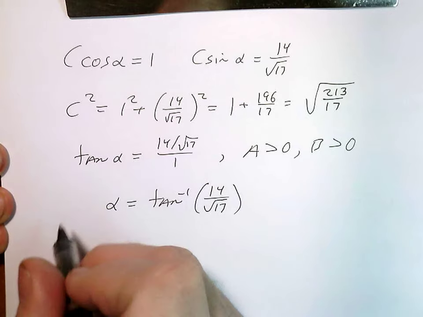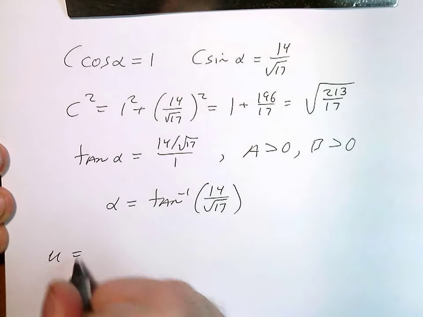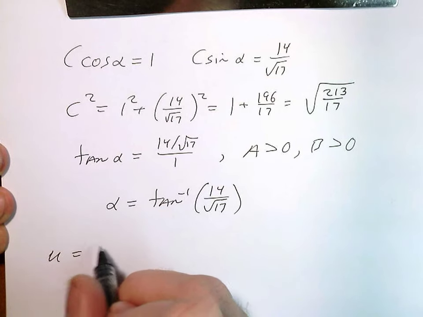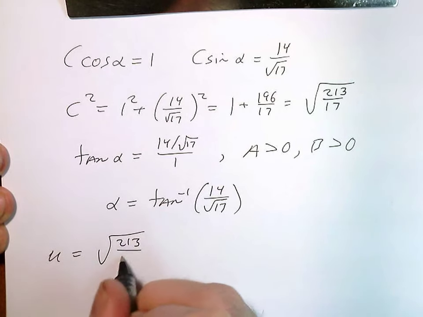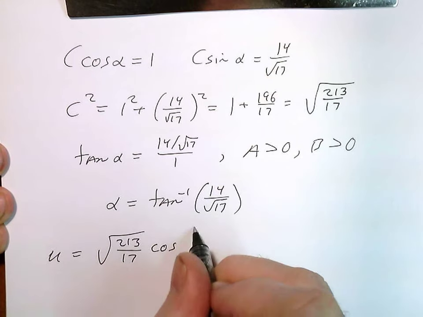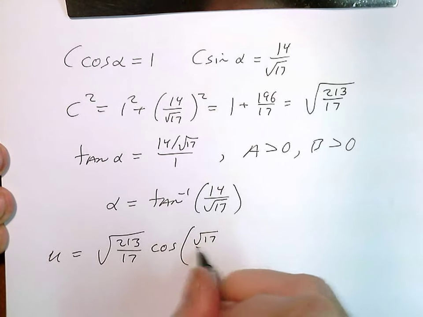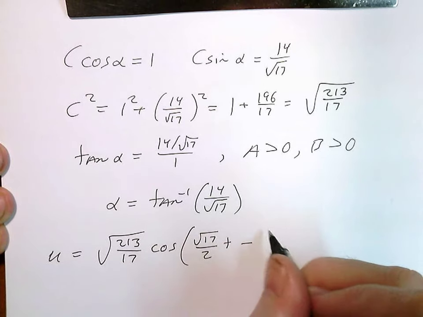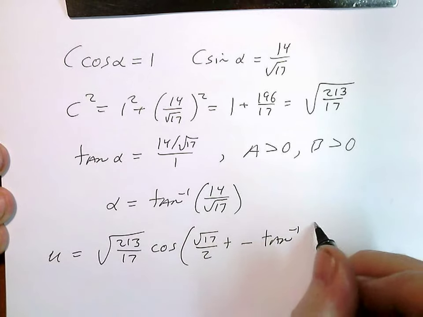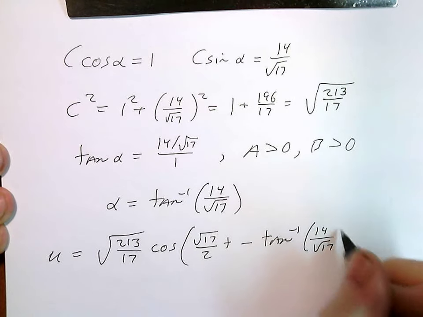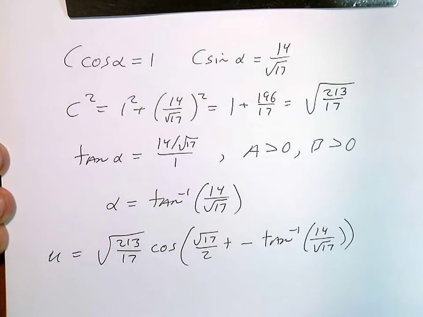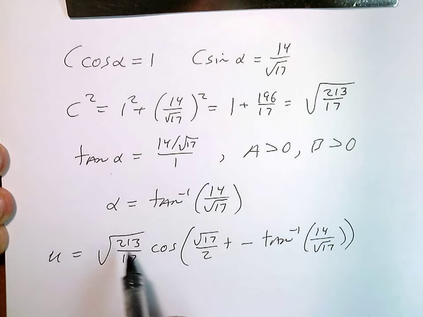But anyways, we have our final result here, that our u is going to be our c here, square root of 213 over 17, then cosine, we have a square root of 17 over 2t, minus my alpha here was arctangent of 14 over square root of 17. Right? And of course, in WebWork, you can write these as decimals and such. I like to write things like this personally because these are exact numbers, but I think in WebWork they want decimal answers. But in WebWork you can write algebraic answers.